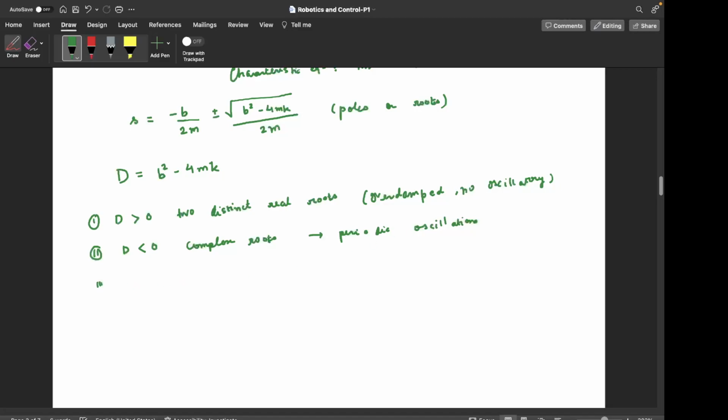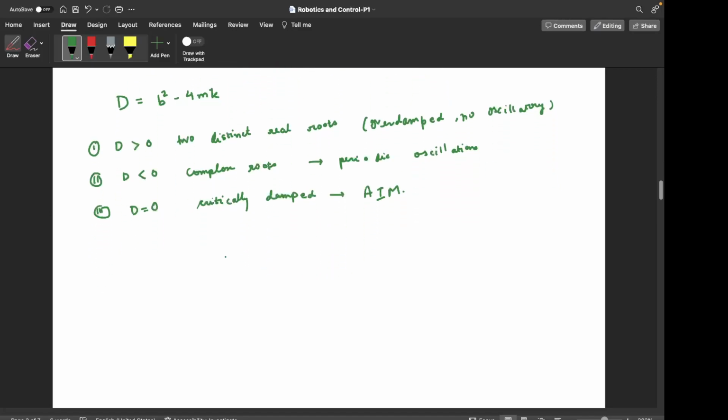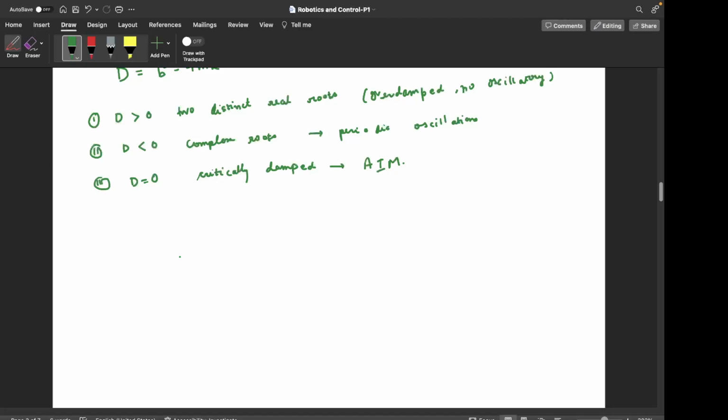And the third case, that is the boundary case, d is equal to 0. This is called critically damped. So just enough damping that there are no oscillations, right? So in most cases of control, ideally we would like to be critically damped. This is our aim, basically. We would like our systems to be critically damped in most of the cases, if not all, right?